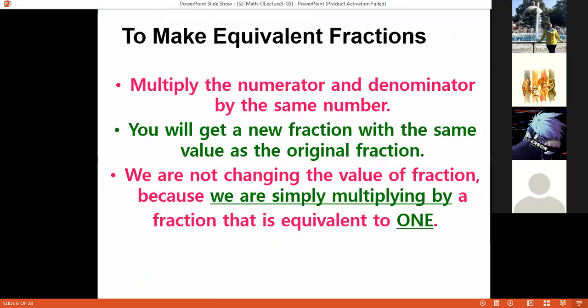So now we are going to learn how we make equivalent fractions. Listen very well. To make equivalent fractions, we multiply the numerator and the denominator, both of them at the same time, by the same number. We will actually get a new fraction, but it has the same quantity as the original one. Actually, we are not changing the value of the fraction because we are multiplying by a fraction that's equivalent to 1.